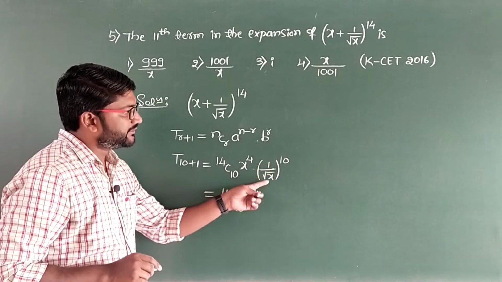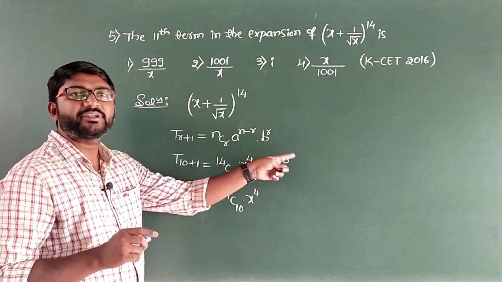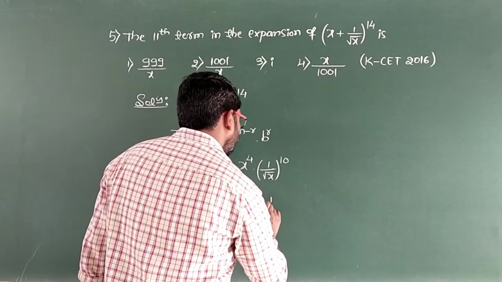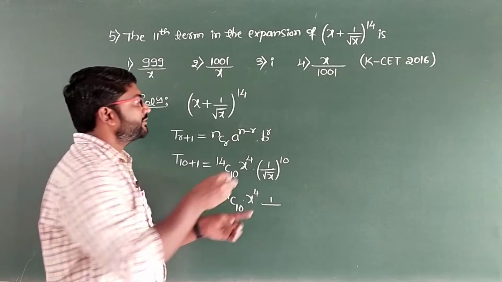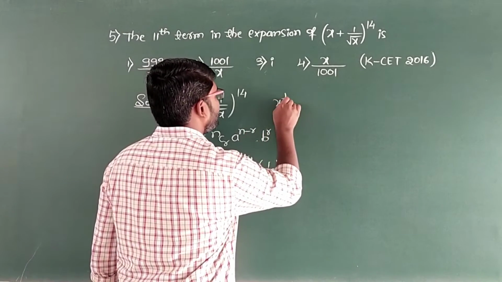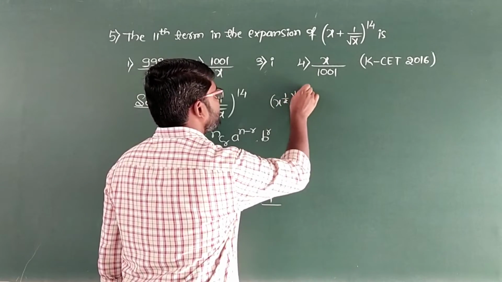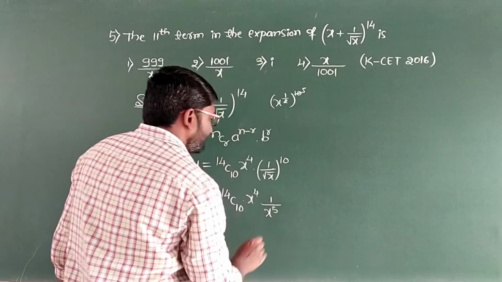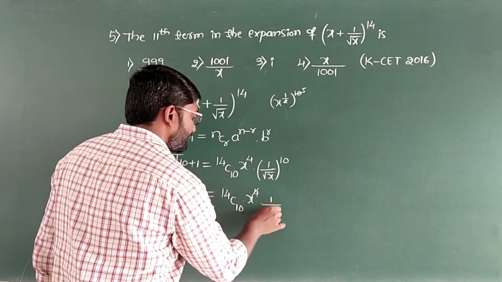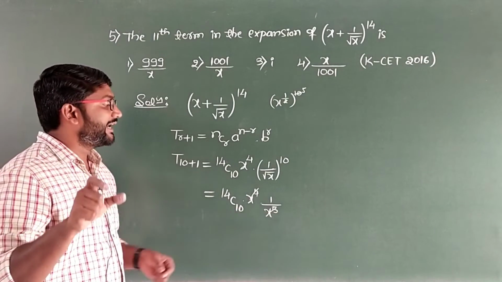So simplify this now. The power 10 applies to the numerator as well as to the denominator. 1 raised to 10 will be 1 divided by root x whole to the power 10. Root x can be written as x to the power 1 by 2, x to the power 1 by 2 whole to the power 10. So 2 ones are 2, 5s are, so overall we have x to the power 5. So x to the power 4 and x to the power 4 get cancelled, so you have one more x in the denominator. Now we have x in the denominator.